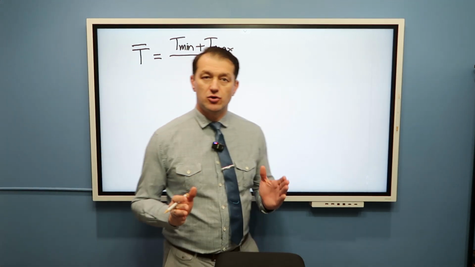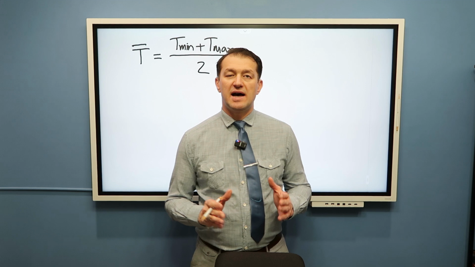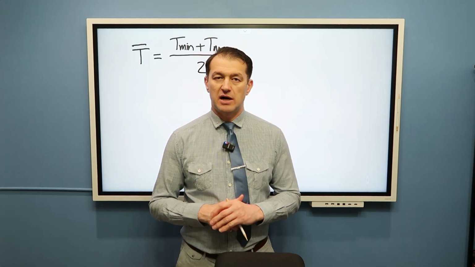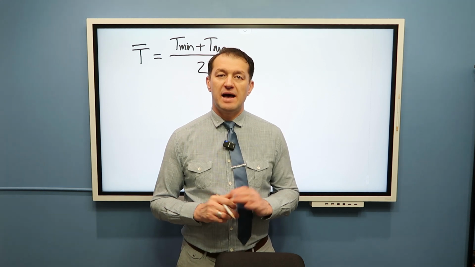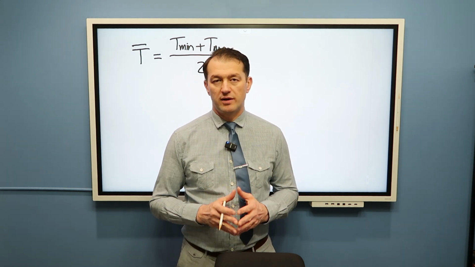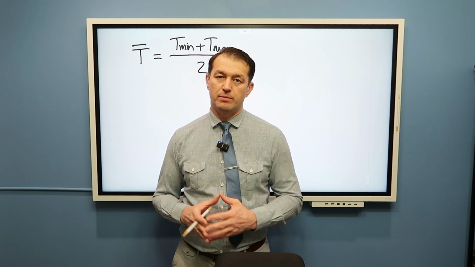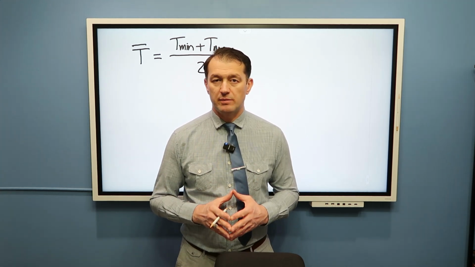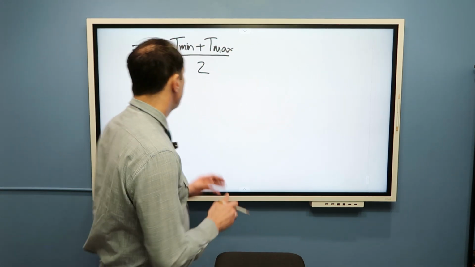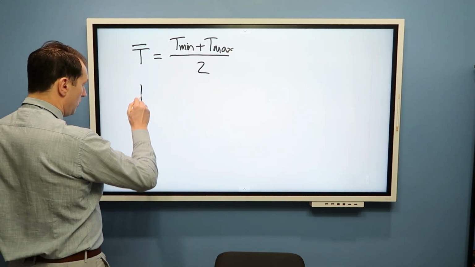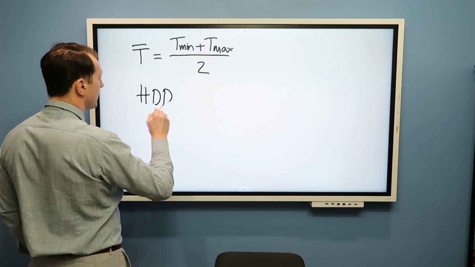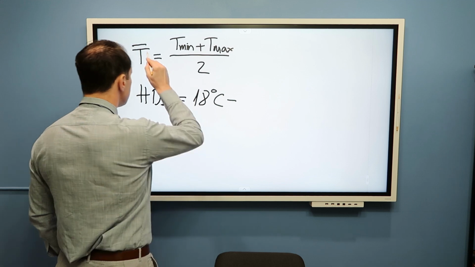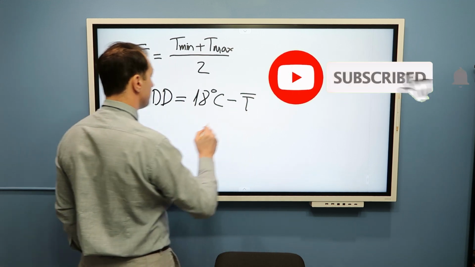Now, from my video on daytime evolution of temperature, you know that minimum temperature during a 24-hour period usually happens right before sunrise, whereas the maximum temperature is usually observed around 4 p.m. local time. When we have this value, heating degree days are calculated as 18 degrees Celsius minus this T-mean.